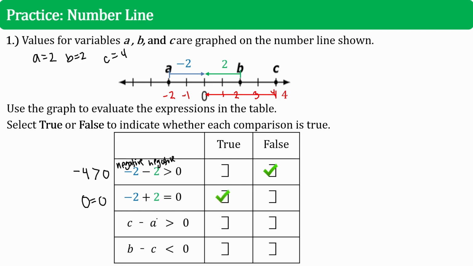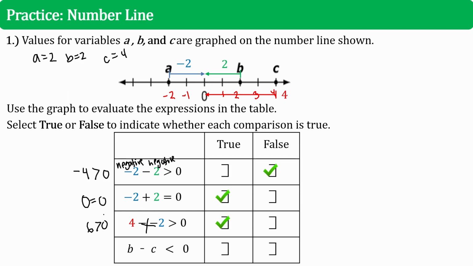Next, c minus a. C is 4, and we minus the -2 for a. When you see it like this, a negative and a negative becomes one positive. So you can see it like that: 4 plus 2, is that greater than 0? Yes, because 6 is greater than 0.